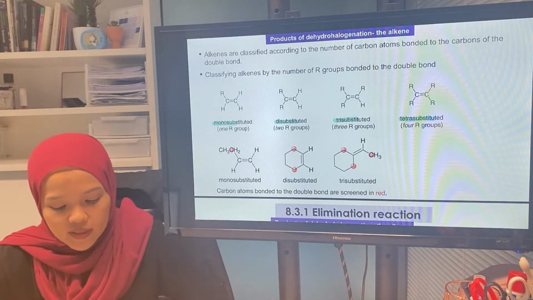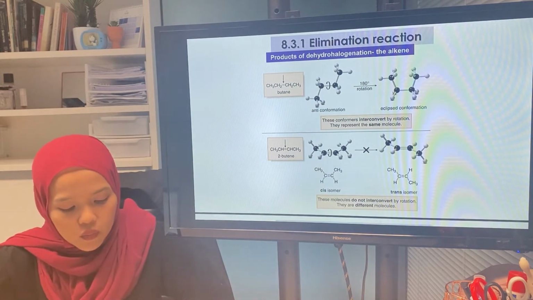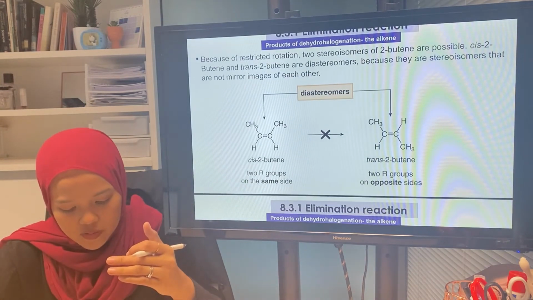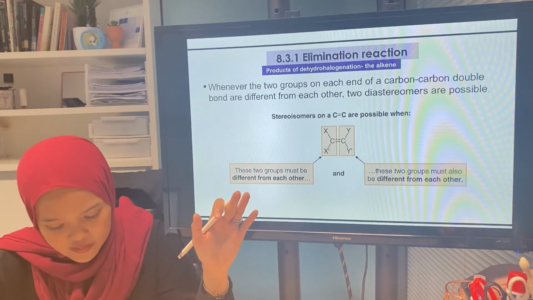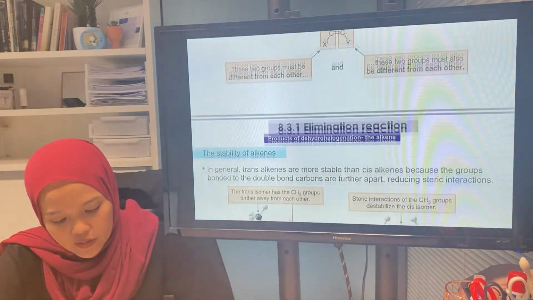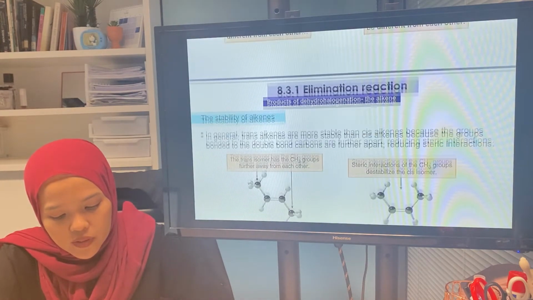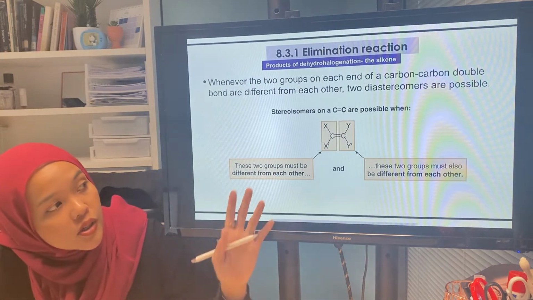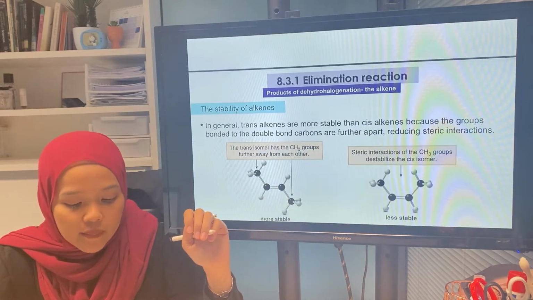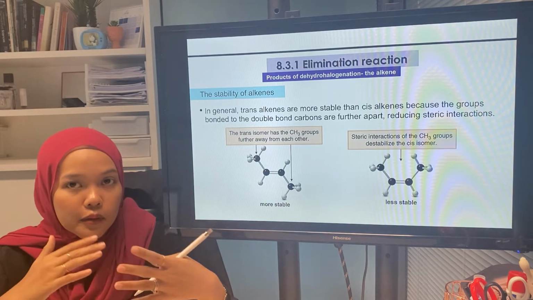So the key point in dehydrohalogenation is that we are going to produce different compounds. This one also I'm not going to discuss because we have discussed it. When we produce different compounds, which one is major, which one is minor? I'm not going to discuss the product of dehydrohalogenation or alkenes again because we have discussed it in the previous topic.